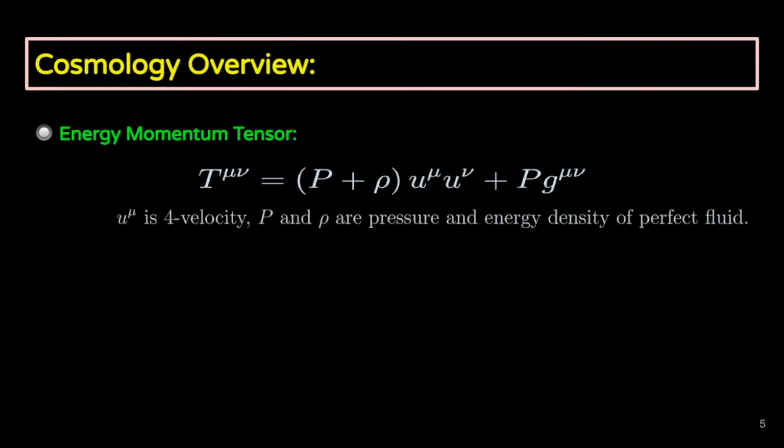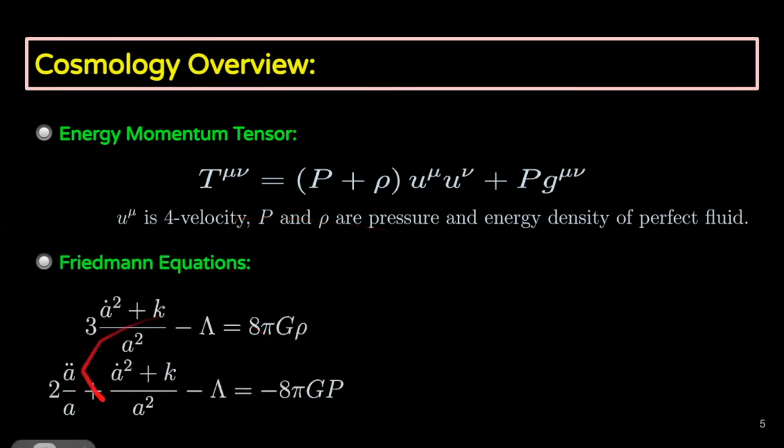To describe the matter part, we consider a perfect fluid, since perfect fluids are isotropic in their rest frame, which satisfies the condition of the cosmological principle. For a perfect fluid, the energy momentum stress tensor is given by this equation, where P and rho are the pressure and density of the fluid in its rest frame. So we have discussed the three main ingredients of cosmology: the FLRW metric, the Einstein field equation, and the energy momentum tensor. Using these quantities, Friedmann derived two equations, which are known as the Friedmann equations, given by this equation.